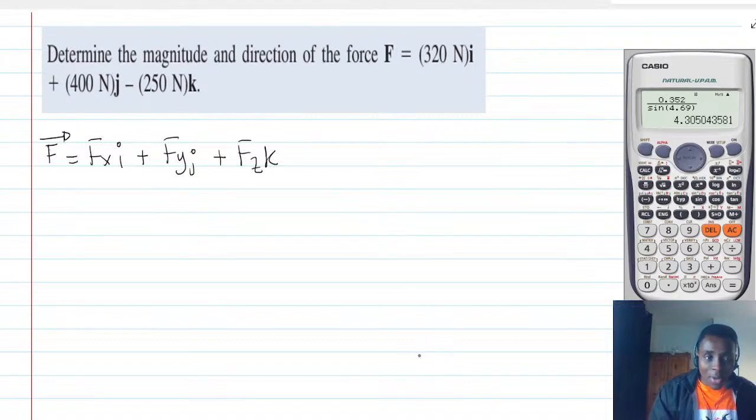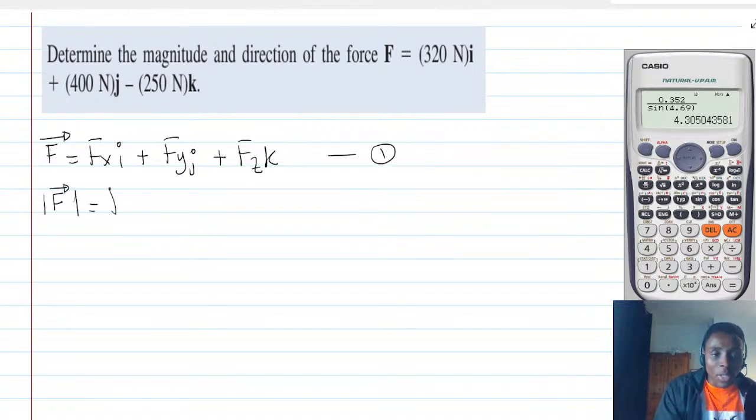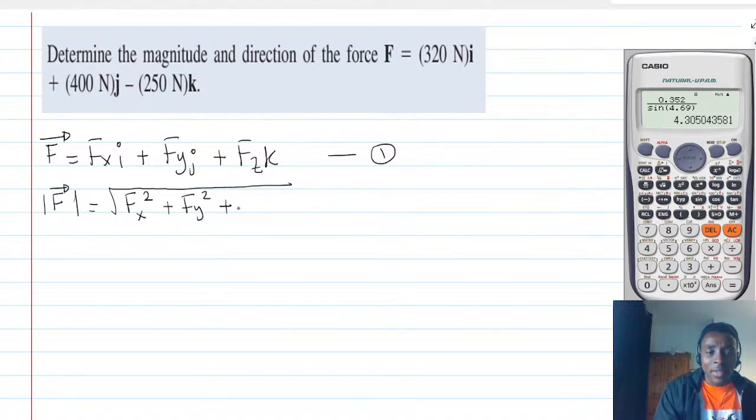So now this is how you are going to do it. This is equation 1. Now what this means is that if we want to find the magnitude of the force in space, it is going to be the square root of the square along the x plus the square along the y plus the square along the z. If I do this, I will be able to find the magnitude of the force in space.